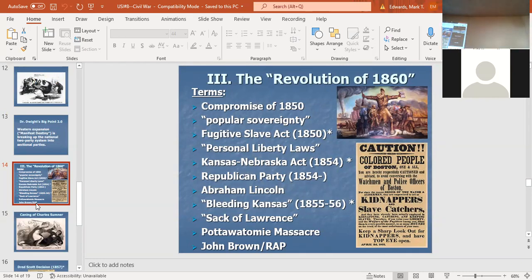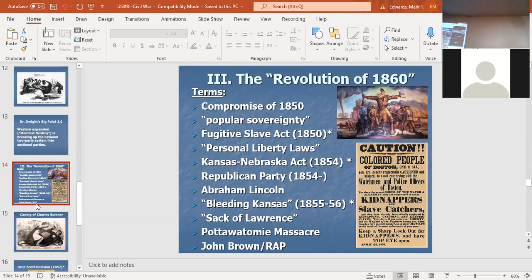We've been here before. We've compromised. That's what we do in 1850. We compromise again, for at least the third time in our young history. The Compromise of 1850, settling the crisis unleashed by Wilmot's Proviso by the Free Soil Party. The Compromise of 1850 is going to settle this issue.